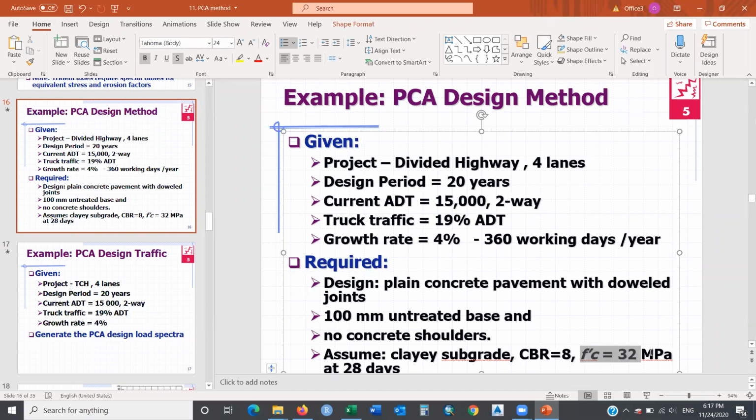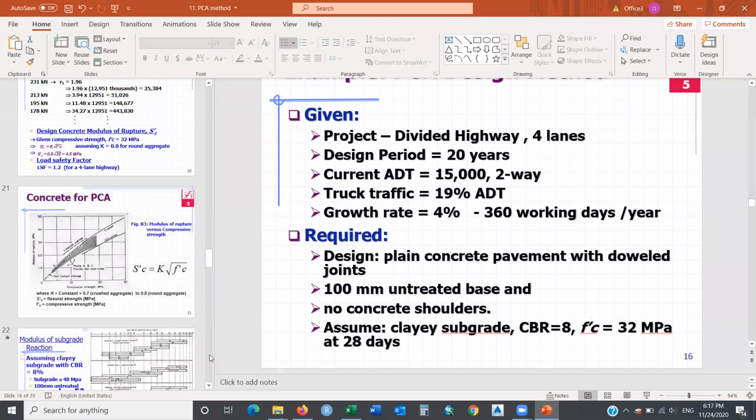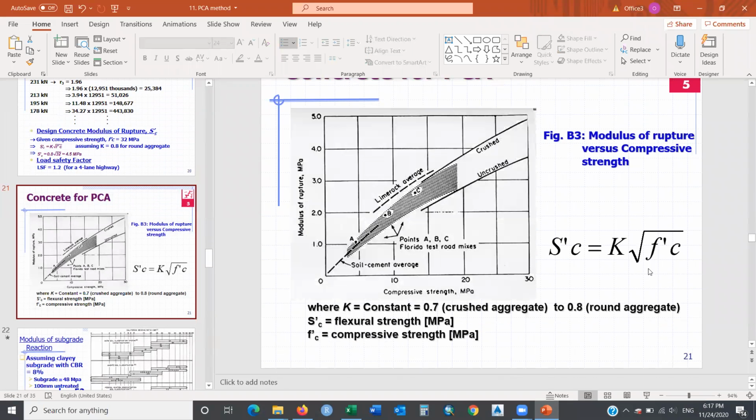We also have F prime C, 32 megapascals at 28 days. F prime C is 32 megapascals. We put the 32 here and we multiply by a K value. The K value is 0.7 if you have crush aggregates, and it is 0.8 if you have round aggregates. So let's imagine we have crush aggregates.